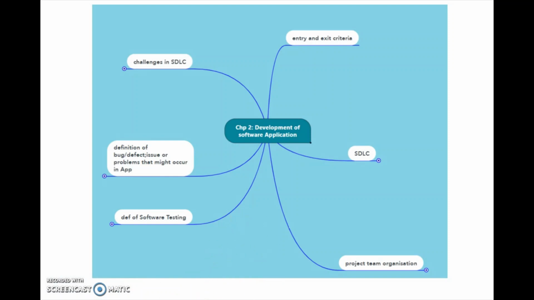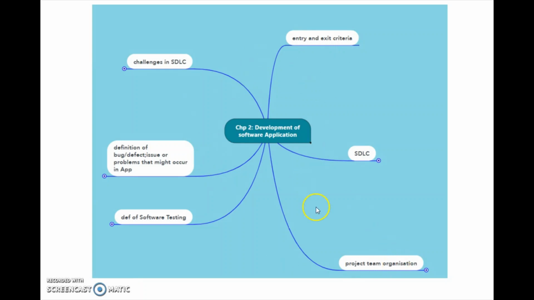Okay, so what we studied in the second chapter was development of software application. So basically the software development life cycle and the different phases like requirements, analysis and design, then implementation, testing, deployment, maintenance. Okay, so we studied each of these phases. Then we studied the different activities of each of these phases. The deliverable, what is the deliverable? It's nothing but the outcome of that particular phase. Okay, so we studied SDLC in detail. Okay, then we studied what is the entry and exit criteria for each and every phase.